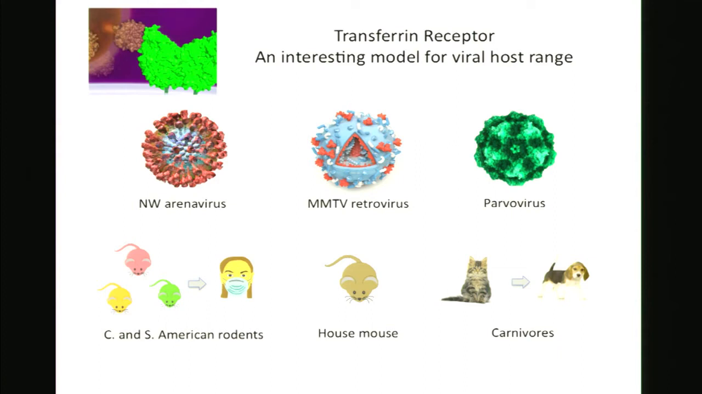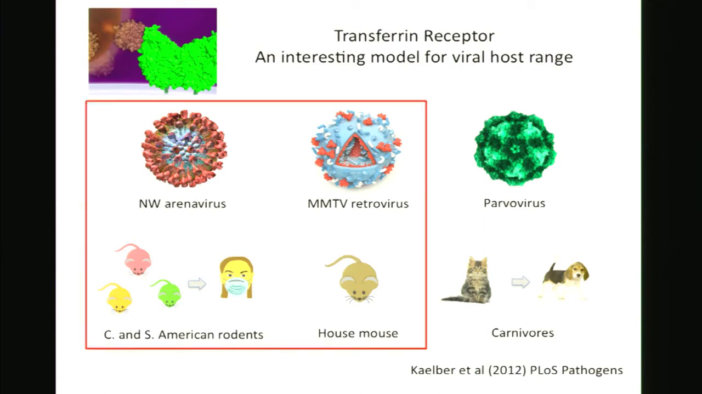Okay, so I've been working on the host range of parvovirus infection with Colin Parrish at Cornell University, and we just published that work. So if you're interested in that, you can see that paper. Today I wanted to tell you about these rodent viruses that use transferrin receptor. And of these, we certainly know the most about the relationship of arenaviruses with their hosts.